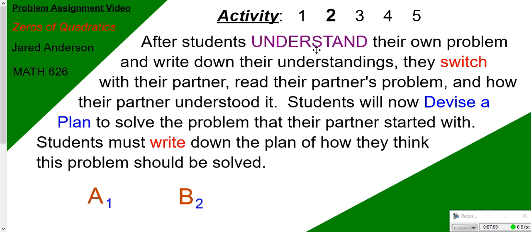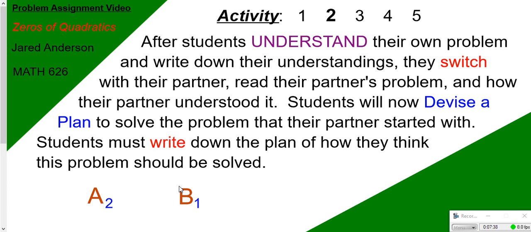After students understand their own problem and write down their understandings, they switch papers with their partner. They'll read their partner's problem and how their partner understood it. So we're going to switch. Number 1 goes over here, and number 2 goes over here. So each student has a different paper and a different problem. Now remember, the two problems are pretty similar to each other. But again, they're reading it through, seeing how they're similar, how they're different, and what their partner understood about it.